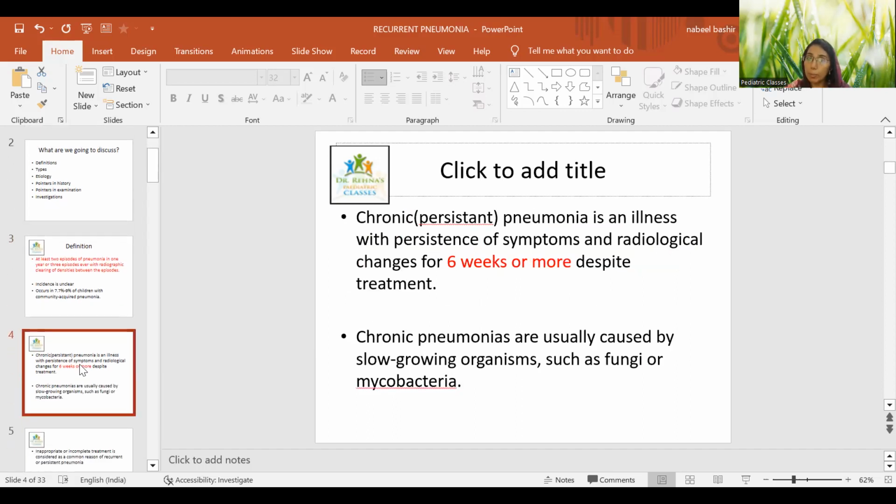There's another important terminology here called chronic or persistent pneumonia. We need to differentiate between a recurrent pneumonia and a chronic pneumonia. Chronic pneumonia is an illness with persistence of symptoms and radiological changes for 6 weeks or more despite the treatment. Chronic pneumonias are usually caused by slow-growing organisms such as fungi or mycobacteria.